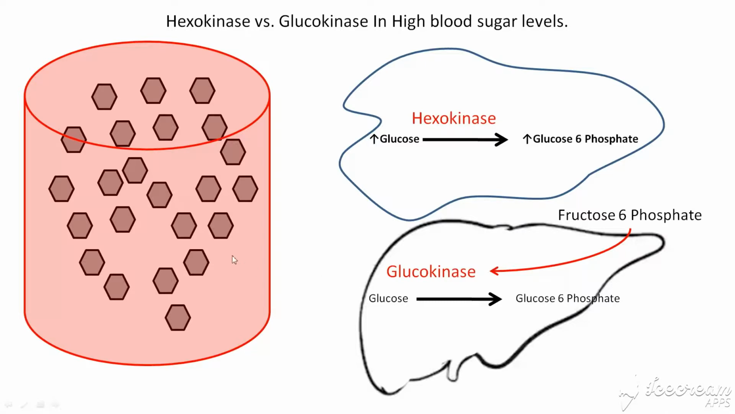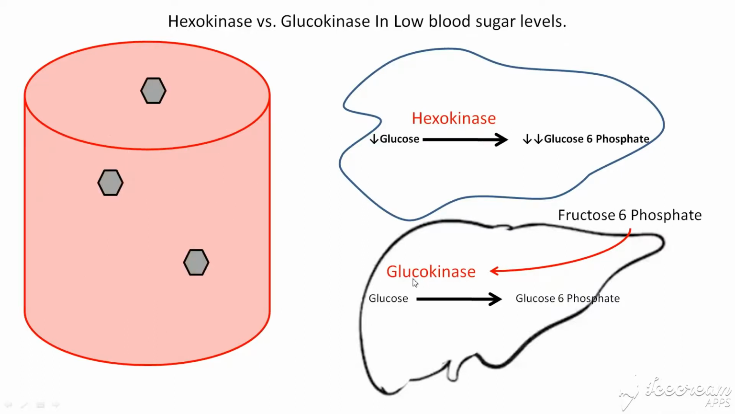Okay, so we said before, high levels of glucose lead to high levels of insulin, and this is going to stimulate glucokinase. And this is going to prevent the inhibition of glucokinase by fructose 6-phosphate. So after a meal, the glucokinase in the liver is going to be very active. And this is going to be important because you want the liver to take up all that excess glucose and store it as glycogen.